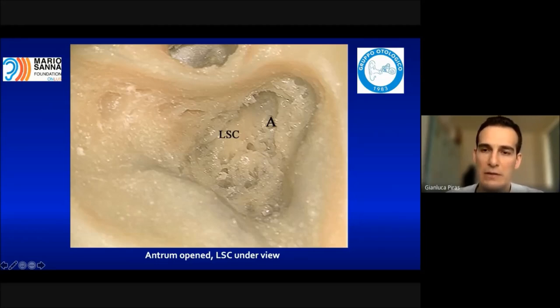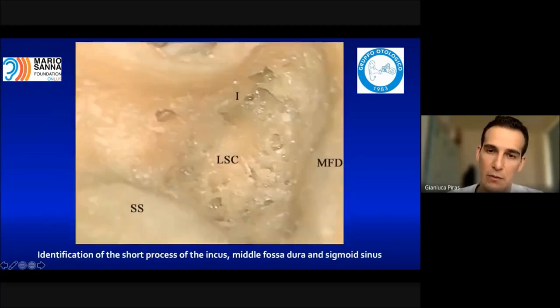Because the first one is the middle fossa dura, which is this one, the sigmoid sinus, which is this one, the sinodural angle, which is this one, and the posterior canal wall, which should be thin, both in the dissection and in surgery, both in middle ear surgery, so cholesteatomas, and in cochlear implant surgeries, because if this posterior canal wall is too big, it can put you in trouble even for a posterior tympanotomy. So it's very important to thin out this posterior canal wall.